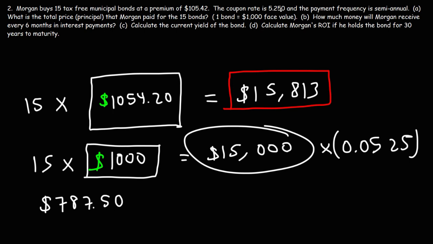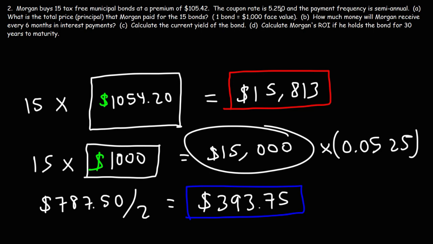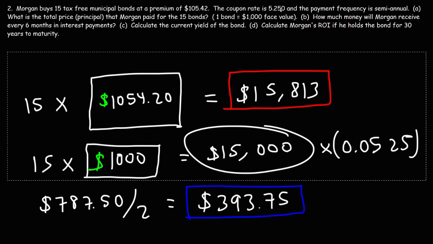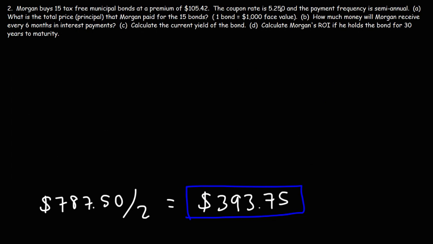But he's going to be paid twice per year, semi-annually. So we need to divide this by 2. So his semi-annual interest payments will be $393.75. So this is the answer to part B. Now what about part C? Calculate the current yield of the bond. How can we do that?